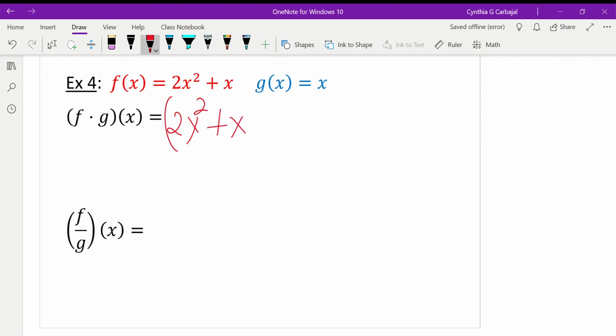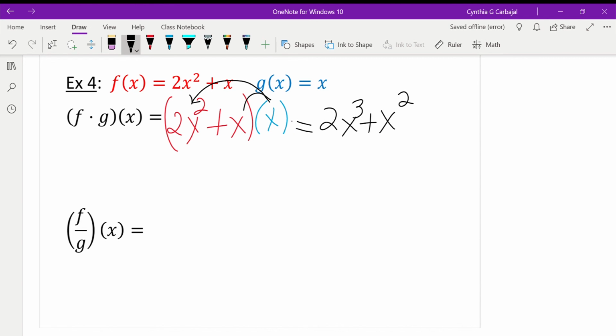Next example, we have 2x squared plus x. Then we're going to multiply times 2x, which is just x. So this is going to be distributing from the right side. That's going to give me 2x to the third power, and then x times x is going to give me x squared. And we are done.